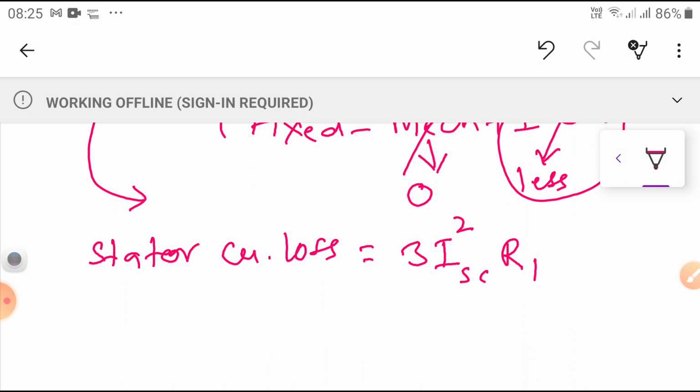So what is a rotor? I want the total losses. I know this value, and this I1. So I know the I1, so we know the current value. We know the R1 I required.